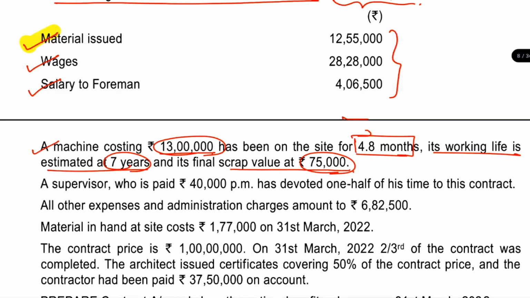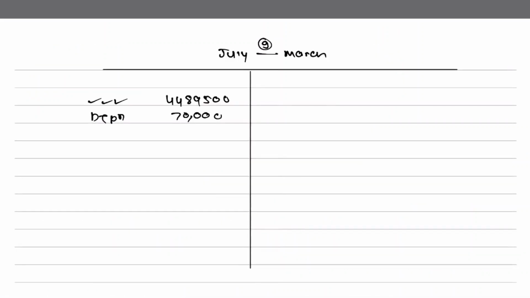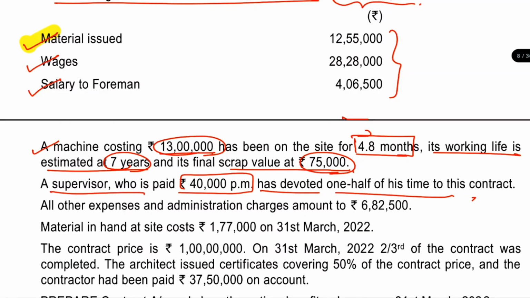After depreciation, I can do one thing. Supervisor is paid 40,000 per month, devoted half of his time. First of all, 40,000 into what? 12 or 9? 9 months contract, so he is paid for 9 months. But sir, he devoted only half time here, half the cost goes elsewhere. Here only half time, so divided by 2. So 40,000 into 9, you will get 9 months' cost and divide by 2 because half time. Clear? That comes to 1,80,000.